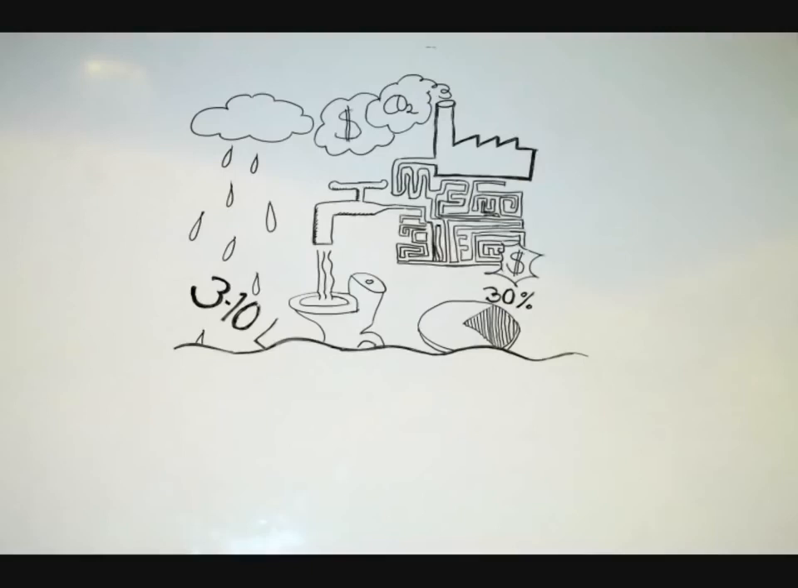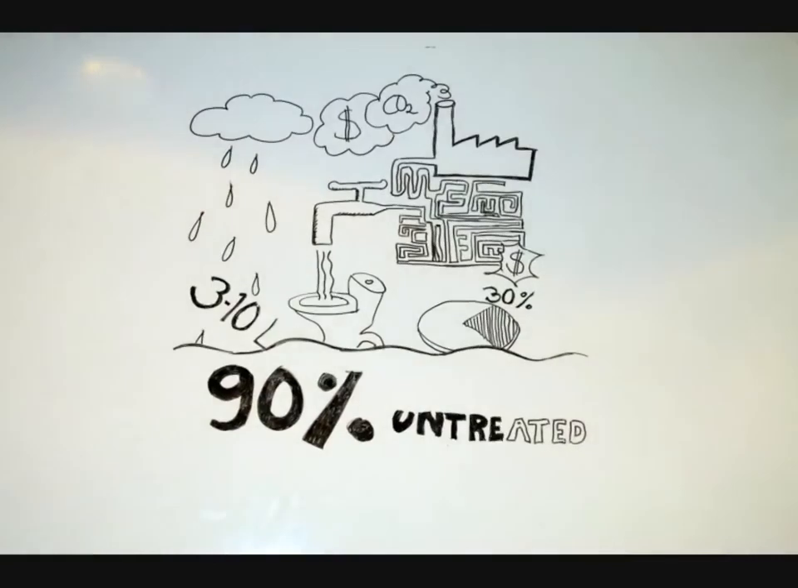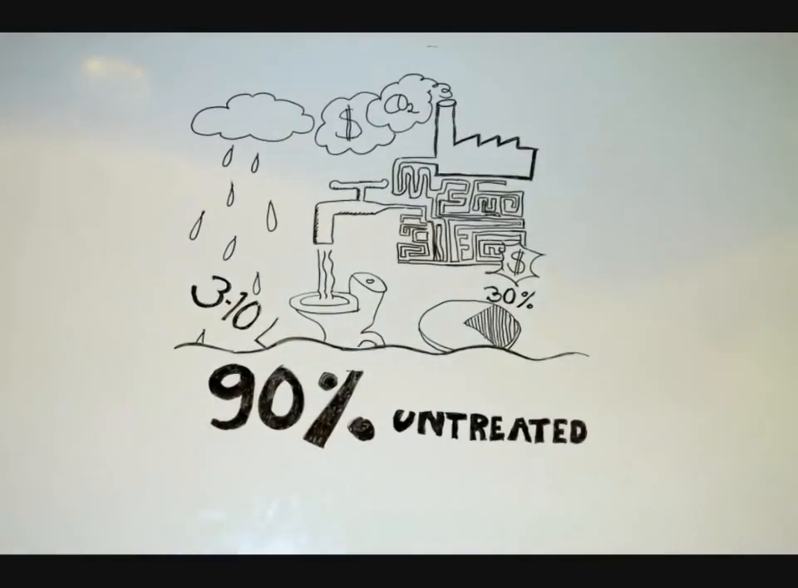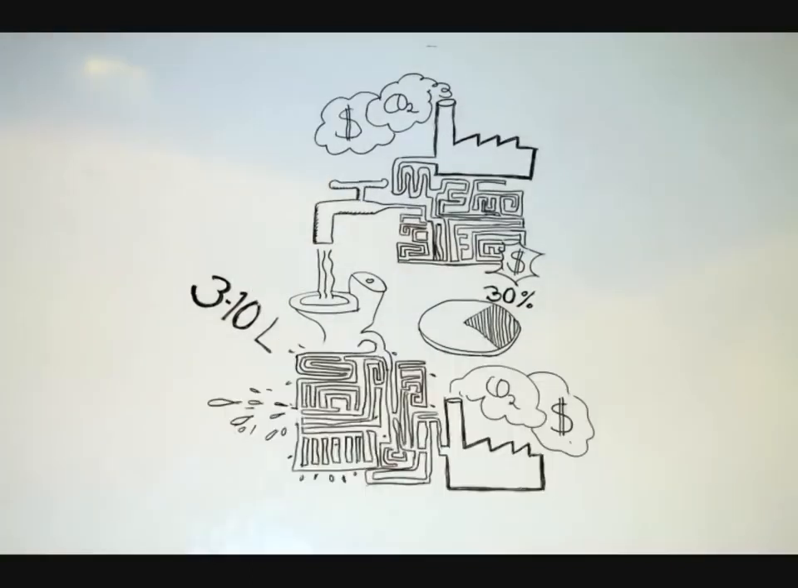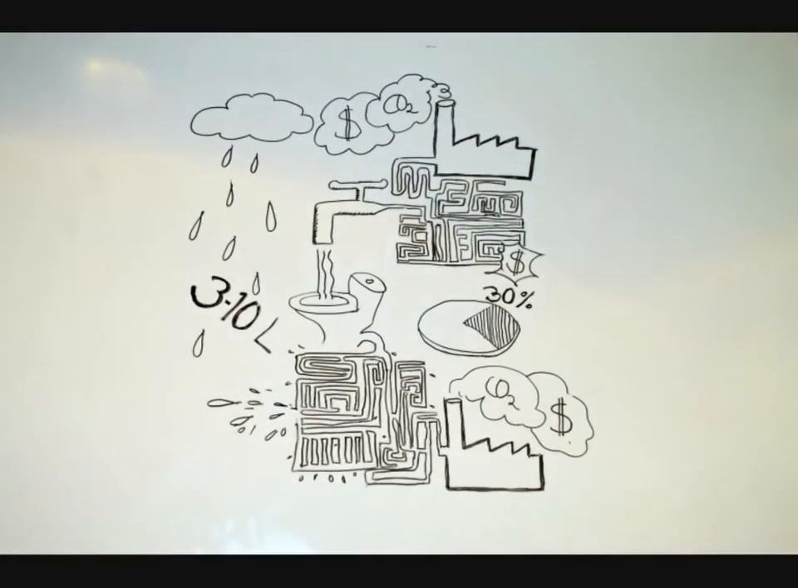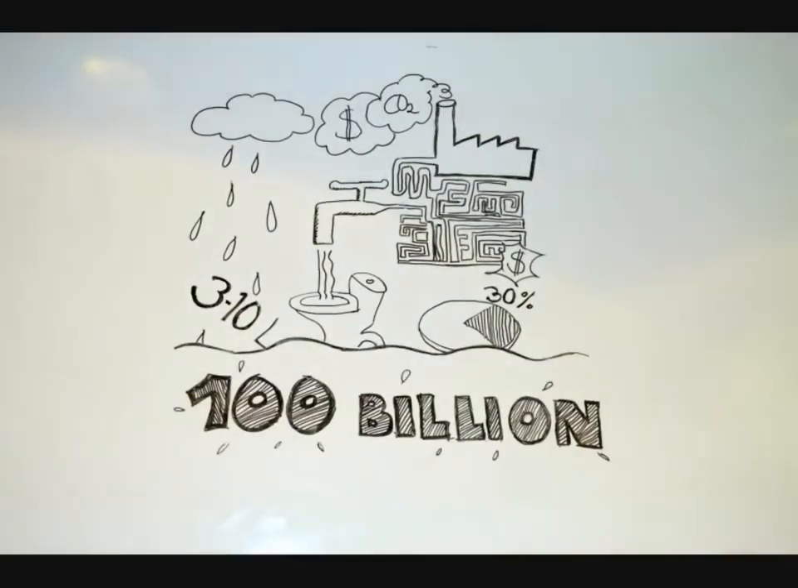In developing countries today, 90% of all sewage is released untreated. The sewage system is not a fail-safe system. Most of us have just forgotten about this invisible system that is so essential to our lives. Flush and forget several times a day, which on a global scale means 100 billion litres of clean water every day.